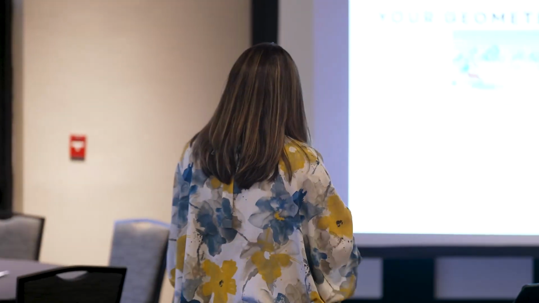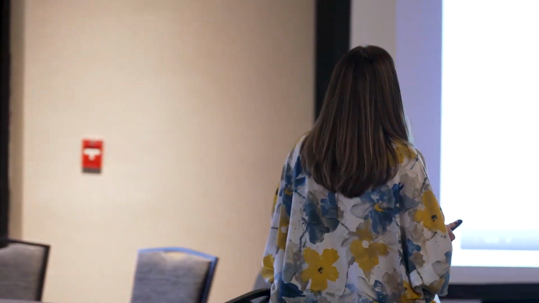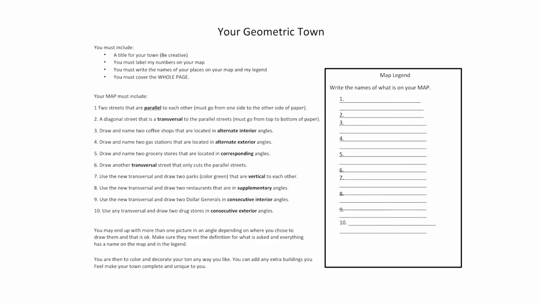They get to create their city around anything that they want. I've had Christmas towns where everything is in the shape of a Christmas something, a tree, an ornament, a present. I've had food towns where everything's in the shape of foods. This is what my kids are given. They are given the criteria of what they have to give. They have to name everything on their map, and they have to name it on their legend because that's how I grade it, so that I know what they're telling me is a parallel line truly is.